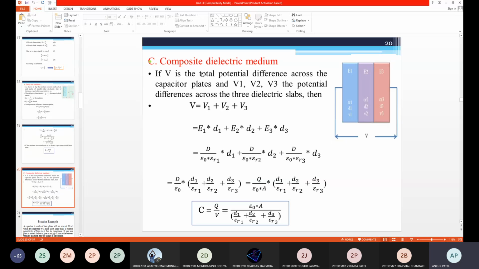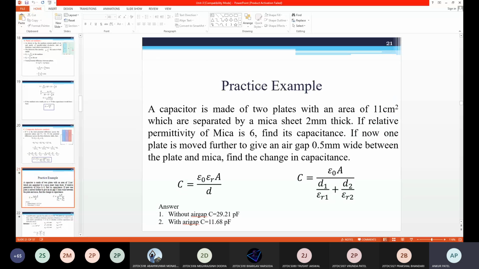For the composite dielectric medium, as we know the field intensity equation, we can write E is equal to V by D. So according to that, we'll get C is equal to epsilon 0 into A divided by D1 upon epsilon R1 plus D2 upon epsilon R2 plus D3 upon epsilon R3. So these are the capacitance equations for the parallel plate capacitor when we use different dielectric media between the two parallel plates of the capacitor. Accordingly, we can store the charge. Now we'll do some examples.